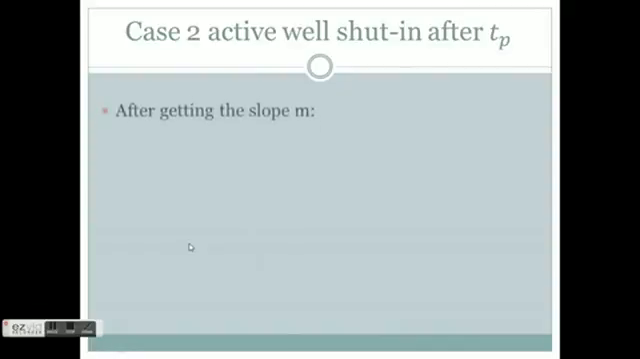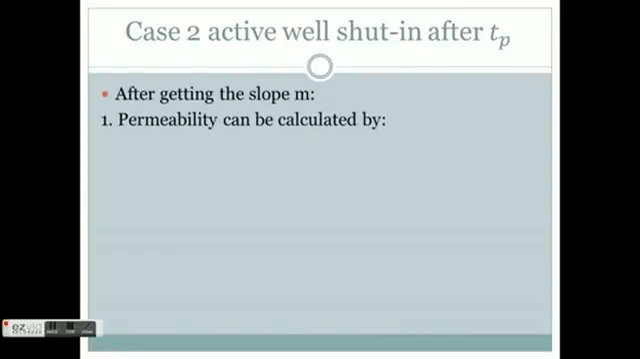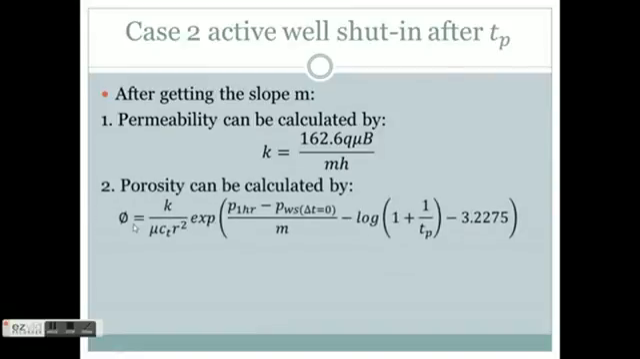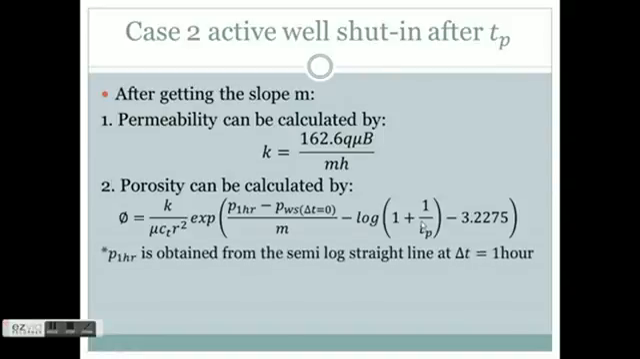After getting the slope, permeability can be calculated using the following formula: k equals 162.6 times flow rate times viscosity times formation volume factor over the slope m times the thickness. Second, porosity can also be calculated by the following formula: phi equals permeability over viscosity times total compressibility times the area squared, exponential of P at 1 hour minus PWS at time equal to 0 over m minus the log of 1 plus 1 over tp, minus 3.2275, all under exponential. Note that P at 1 hour is obtained from the semi-log straight line at delta t equal to 1 hour.